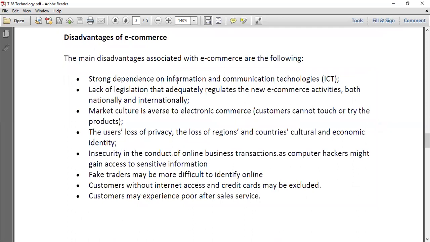Again, we can see the strong dependence on ICT, information technology. As I told you, if there is no Wi-Fi, if there is no power, that can sometimes be a problem, definitely. And there is a lack of legislation that adequately regulates the new e-commerce activities, both national and international legislation are not adequate. And market culture is averse to electronic commerce, as customers cannot touch or try the products, right?